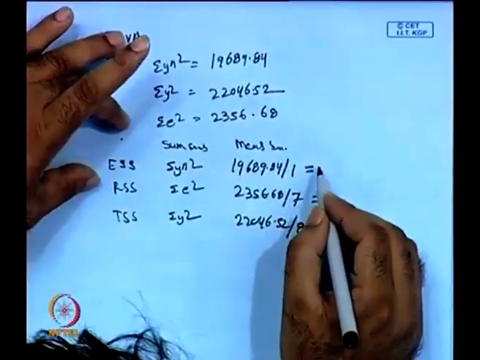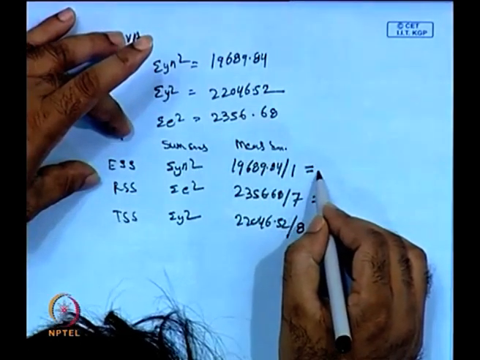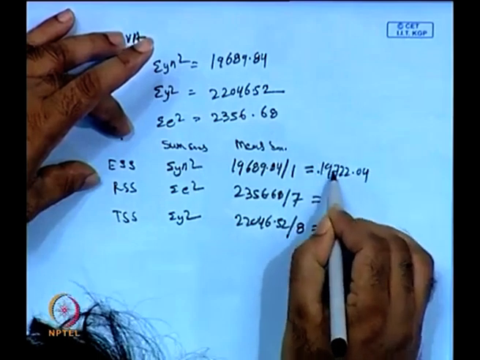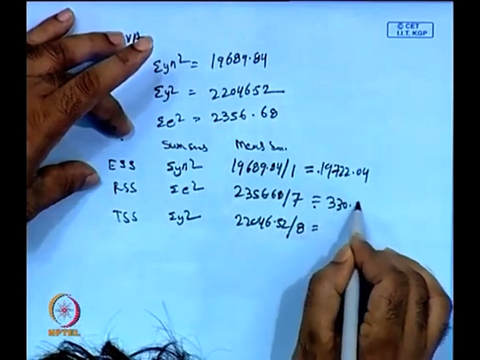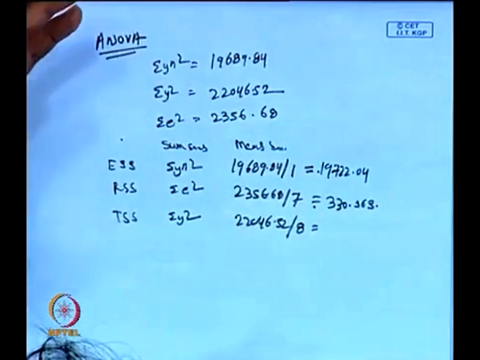So, that means the picture will be like this. Once again, I will just highlight the details. So, the explained sum square will be coming 19722.04, and the residual sum square will be coming 330.565. Okay. So, now we know the R square statistics.